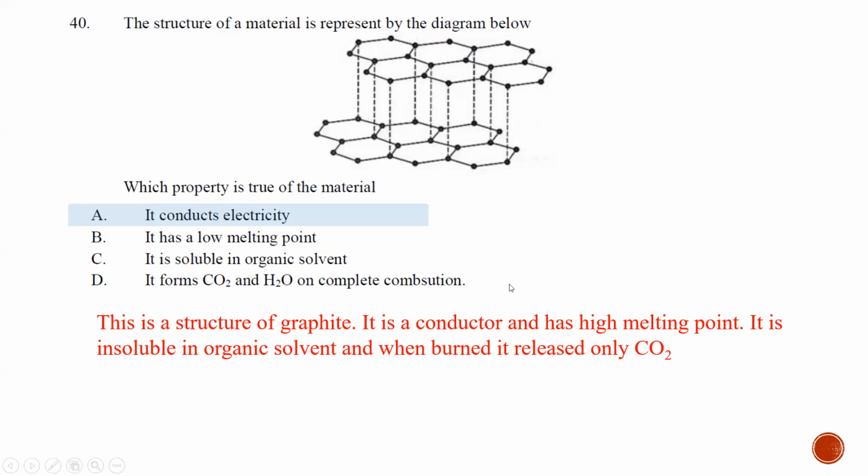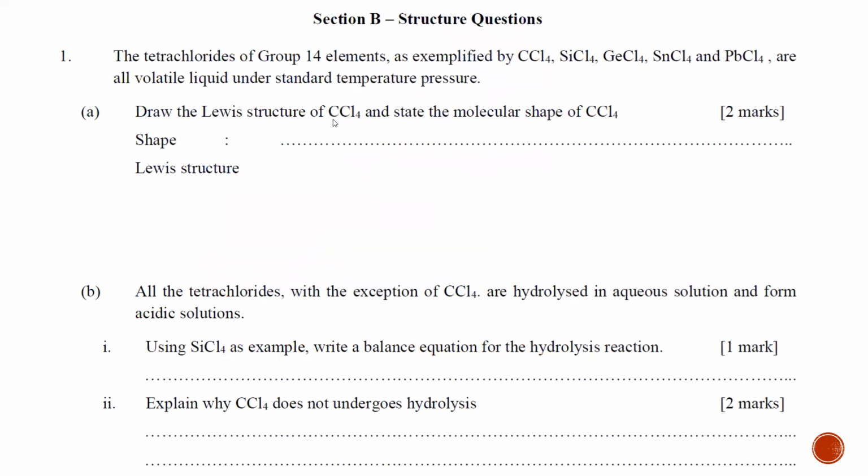So we are moving to Section B, which is the structure questions. Question number 1 sounds like this. The tetrachlorides of the group 14 elements, exemplified by CCl4, SiCl4, GeCl4, SnCl4, and PbCl4, are all volatile liquids under standard temperature and pressure. A. Draw the Lewis structure of CCl4 and state the molecular shape of CCl4. So the shape is tetrahedral, and the Lewis structure looks like this. Lone pair electrons must be included because the question asks for the Lewis structure.